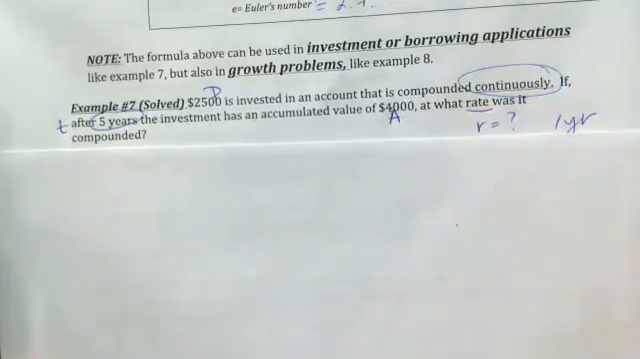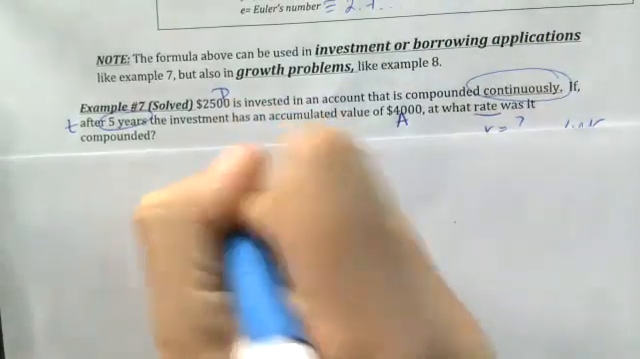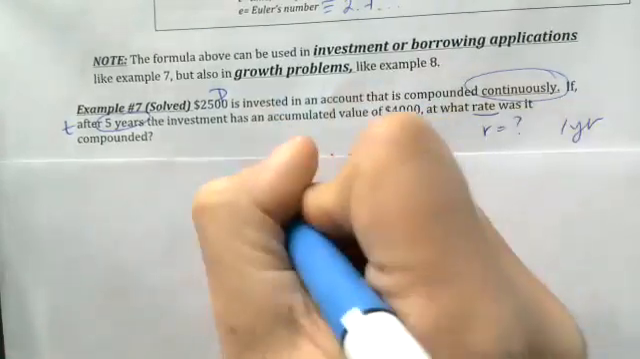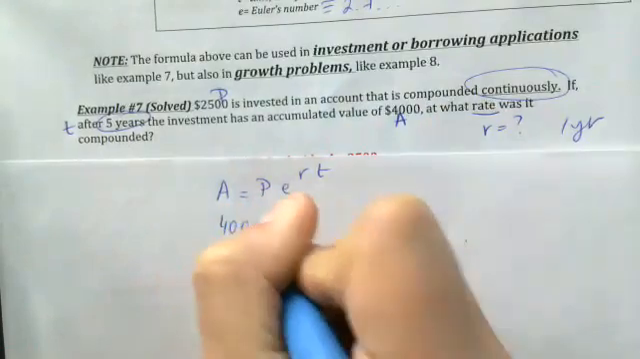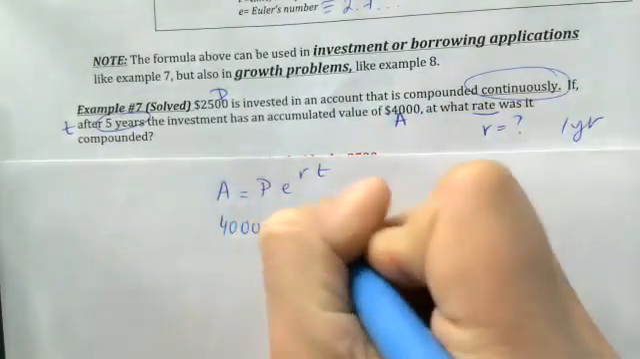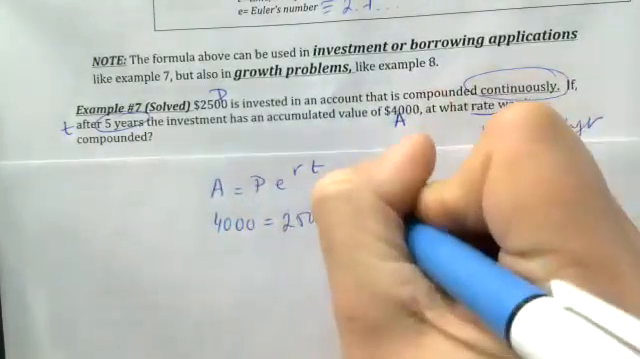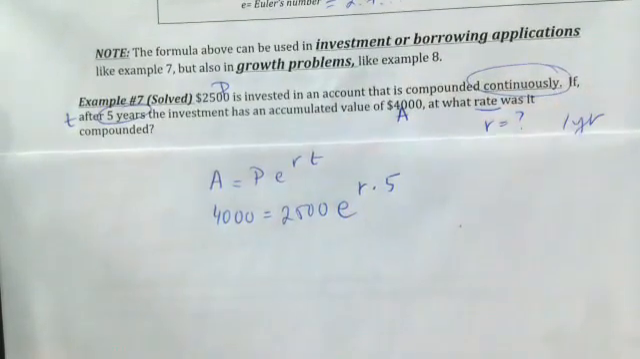Okay, so now we're gonna write the formula. A equals Pe^(rt). A is 4,000. P is 2,500. e to the r times 5, or 5 times r.